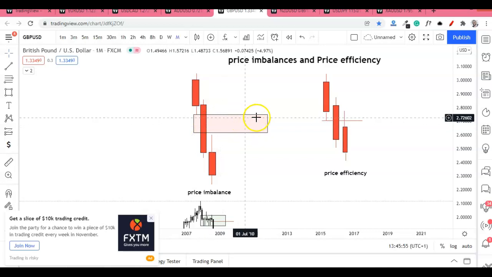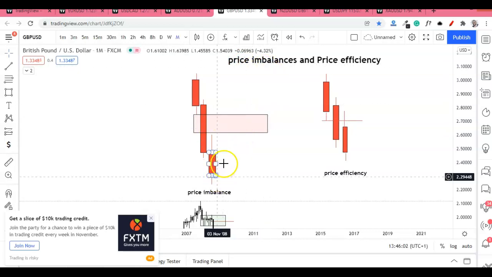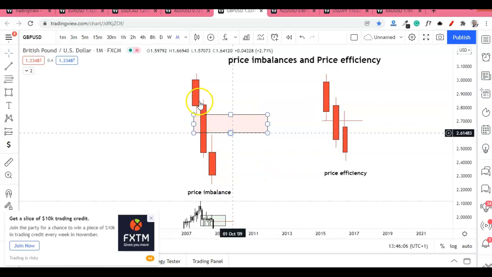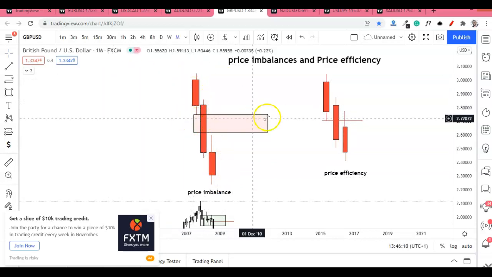This is what they call a liquidity void. Some people call it liquidity void, some call it price imbalance. We expect price to come in here. So whenever you see supply has been introduced, most times it creates an imbalance.